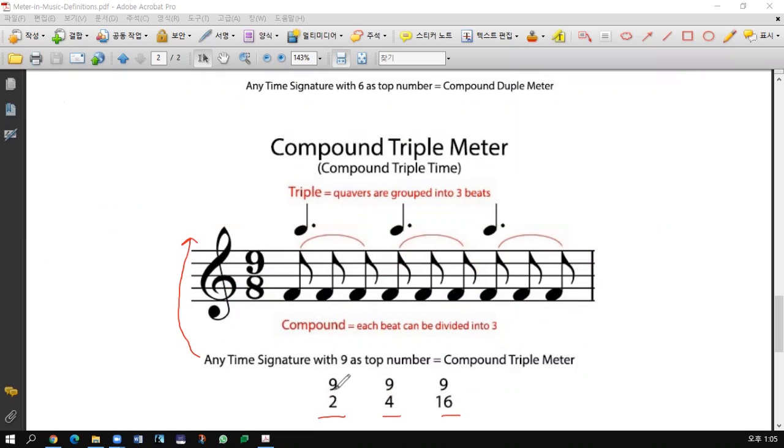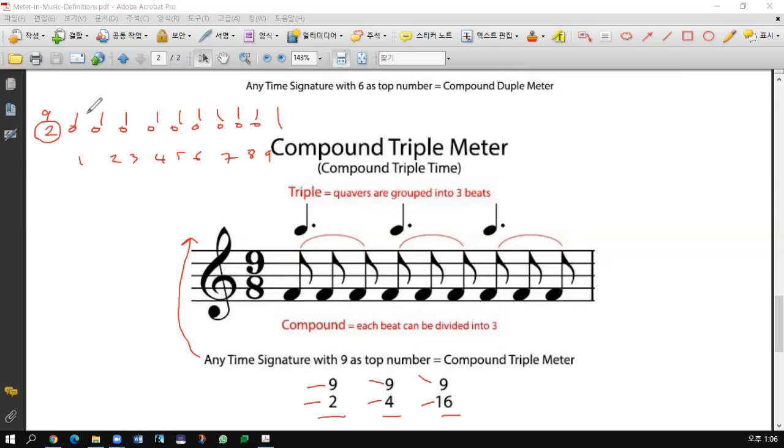9/2, what does that mean? Like 9 beats in each measure and the half note gets 1 beat, right? 9/4 means 9 beats in each measure and the quarter note gets 1 beat. 9/16 means 9 beats in each measure and the 16th note gets 1 beat. So the 2 is the half note, which gets 1 beat, right? So this one is 9/2. 1, 2, 3, 4, 5, 6, 7, 8, 9, because the half note gets 1 beat, right?